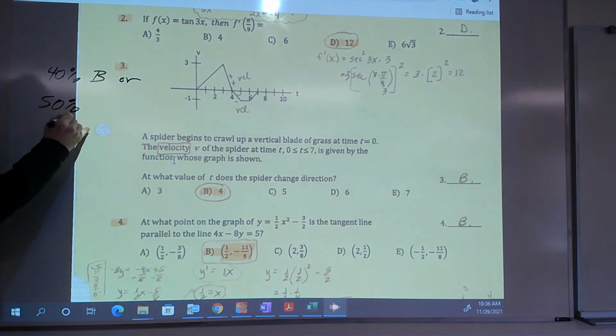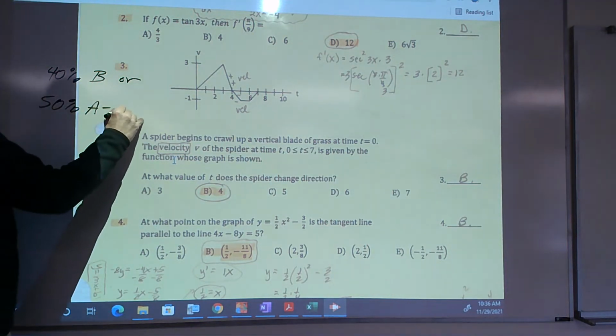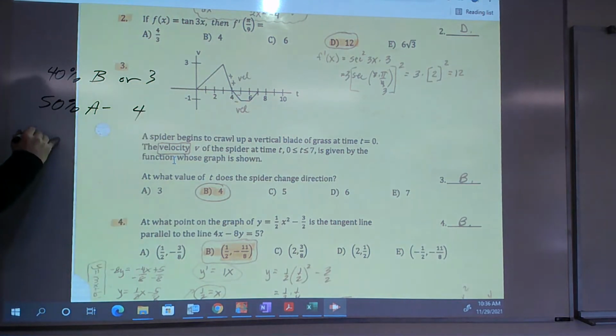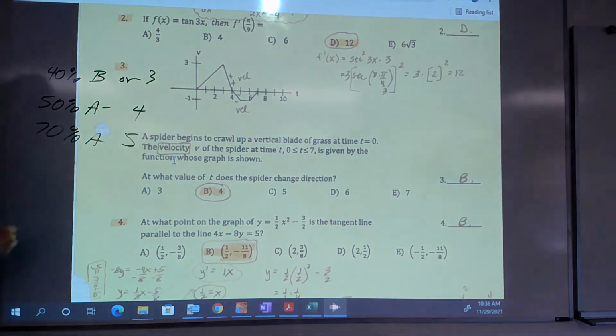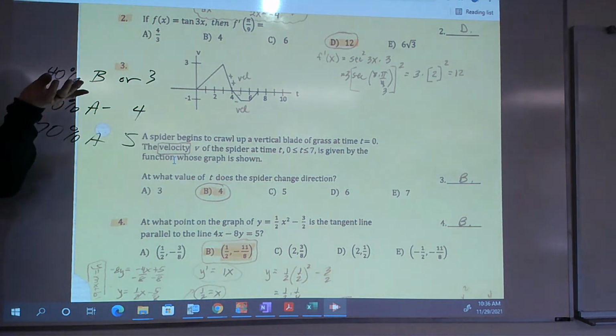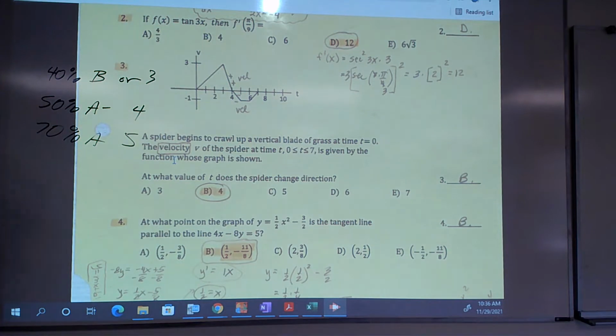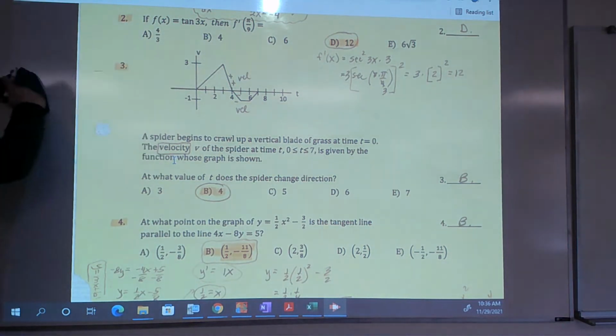50-ish%, 55, somewhere right there, is an A minus, or a 4. And 70-ish% is a perfect, which is a 5. It's going to be hard questions. If they're giving you, you can fail 60% of it and still get a passing college grade. So it's going to be some hard questions, but you'll get better at them.